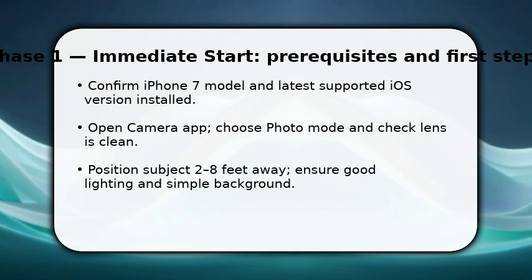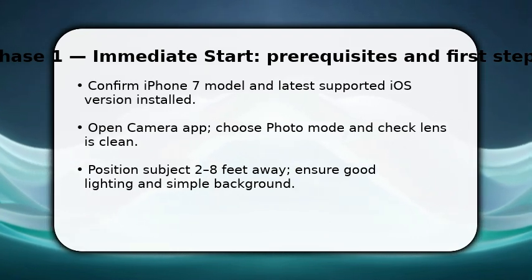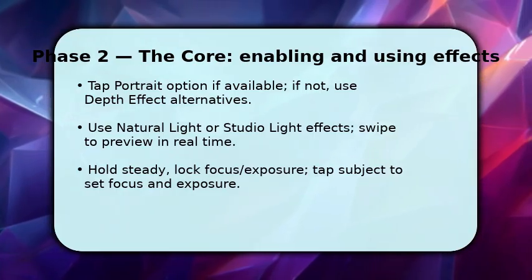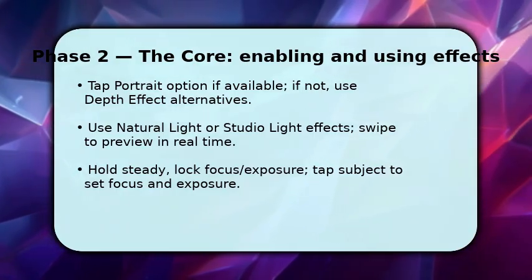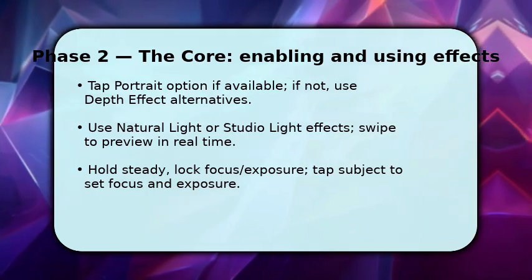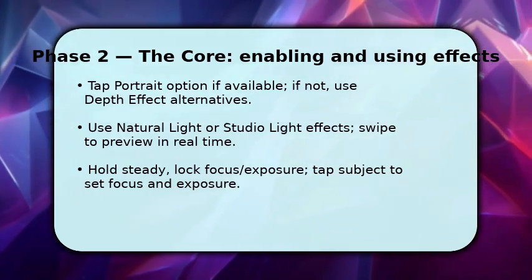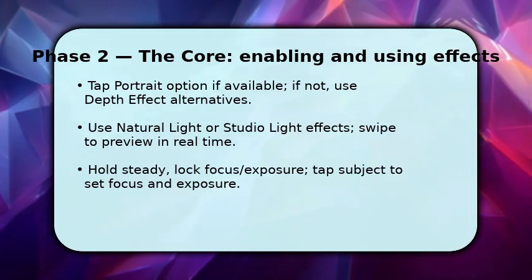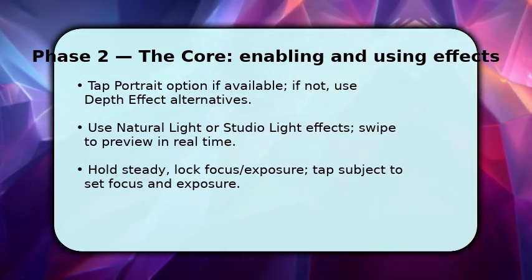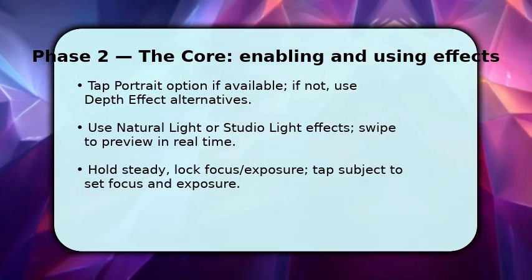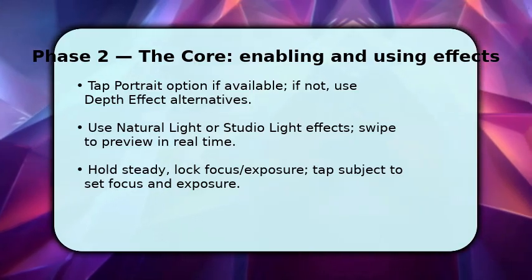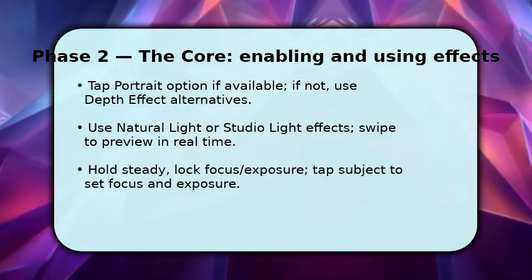Now focus on the core. Switch to portrait if your phone shows it. If iOS lacks portrait, use the depth effect in editing after capture. Once portrait is active, swipe through lighting effects like natural light or studio light to see changes immediately. You should hold the phone steady and tap the subject to lock focus and exposure. This reduces blur and helps the software map depth. If the camera warns you about distance, adjust slightly and try again. Small moves make a big difference.